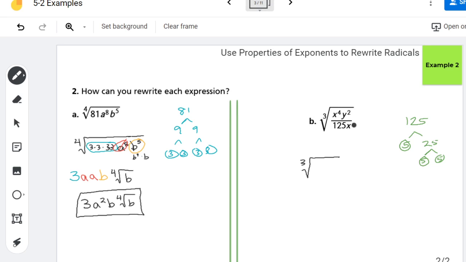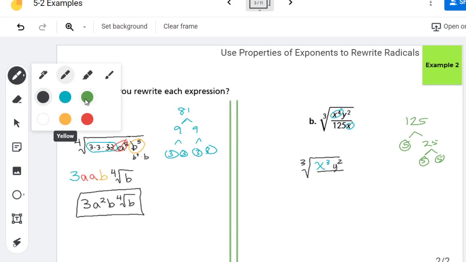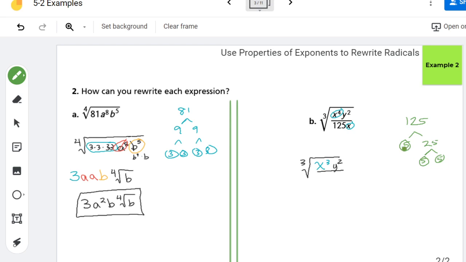of x to the fourth divided by x. Do you see those x's? We don't like having multiple bases that are the same letter, right? And so I'm going to be using that quotient property to just combine those. So that is x to the fourth minus 1, because this is x to the first down here. So there's x to the third up there, okay? And then I have a y squared. And down below in the fraction, this is where that factor tree comes into account. That 125 is 5 cubed.